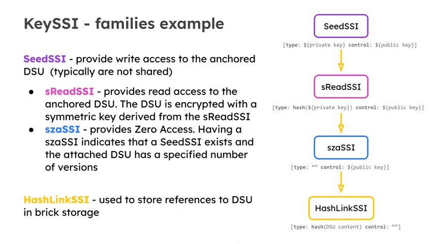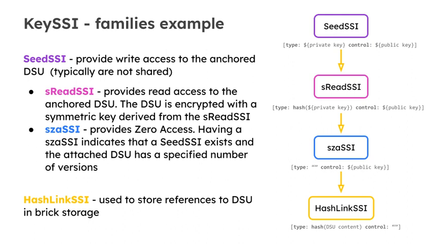To understand all the cryptography and logic used to derive these keys, it is recommended to read the OpenDSU docs. In essence, an SZA is a key that identifies the DSU on the blockchain and is stored along with the hashlink SSI in the form of anchors.